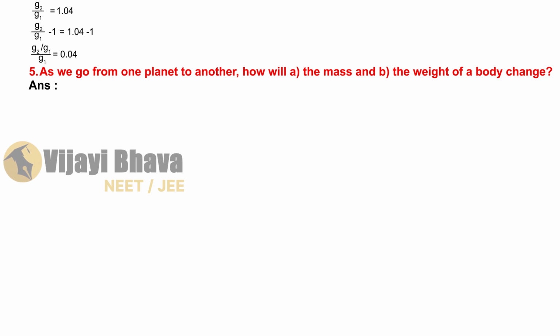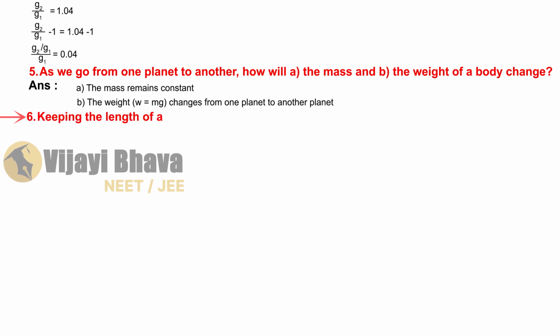Weight is given by the product of mass and gravity. That means weight depends on acceleration due to gravity, and we know the acceleration due to gravity changes from place to place. Thus, the physical quantity called weight that depends on acceleration due to gravity also changes. Thus, we can conclude the mass remains constant and the weight changes from one planet to another planet.